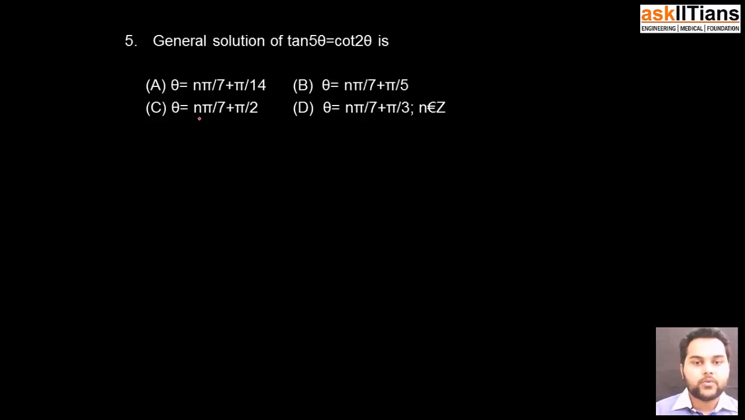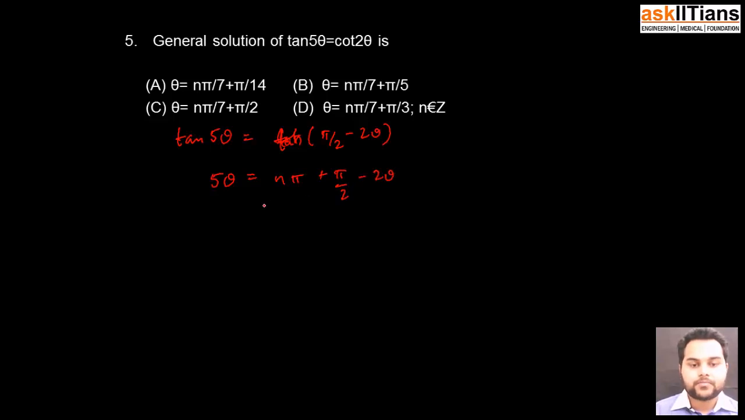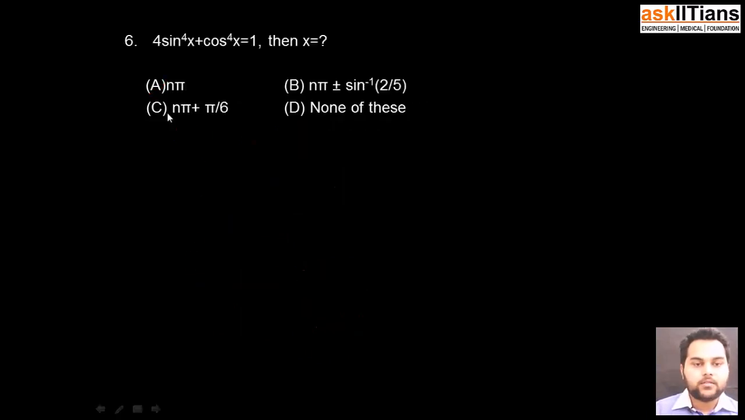The general solution of tan 5 theta is equal to cot 2 theta is: tan 5 theta is equal to, now I can write cot 2 theta as tan of pi by 2 minus 2 theta, when I change the argument and do the calculation. So now this is of the form tan theta is equal to tan alpha, and I would get 5 theta is equal to n pi plus alpha, that is pi by 2 minus 2 theta. I'll have to first transpose and get 7 theta is equal to n pi plus pi by 2, or theta being equal to n pi by 7 plus pi by 14. So that's the general value of theta satisfying this equation. That's option A. Proceeding to the next question.